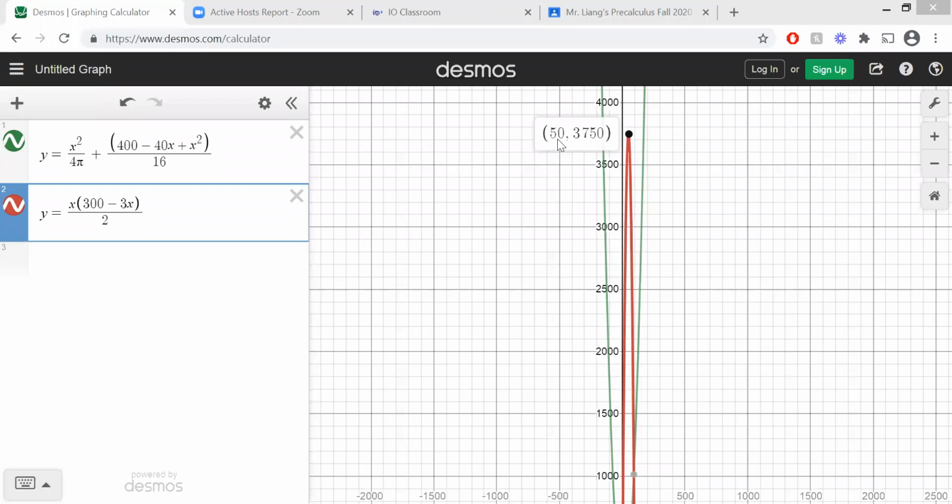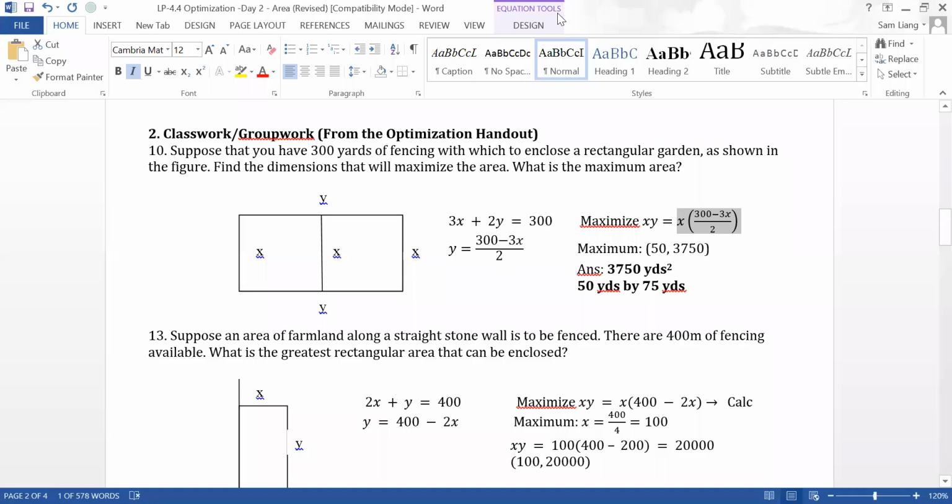And let me go back to the Word doc. The question is asking for the maximum area, so that'll be 3,750 square yards. And then they also ask for dimensions, so we're going to write that in. As you saw from the graph, the x variable, the independent variable, is 50 yards, and to solve for y, you will plug it into here. So that would be 300 minus 150, 3 times 50 is 150, and then 150 divided by 2 is 75 yards. So that'll be your answer for question 10.